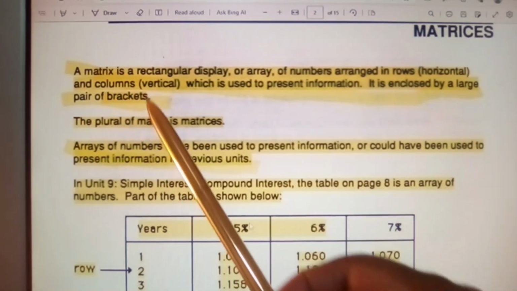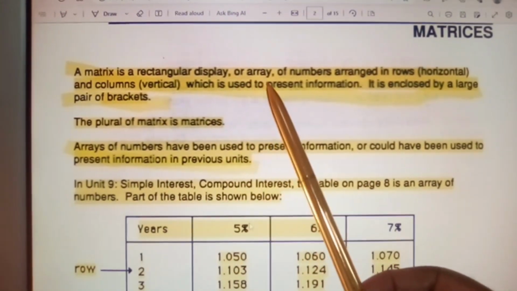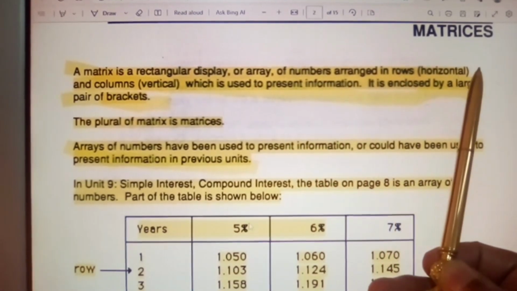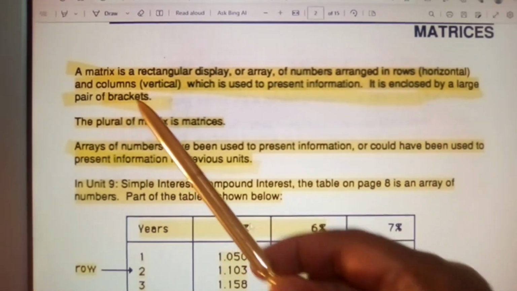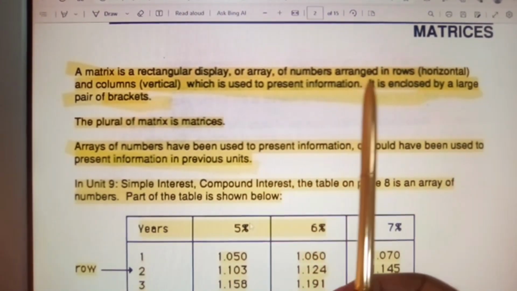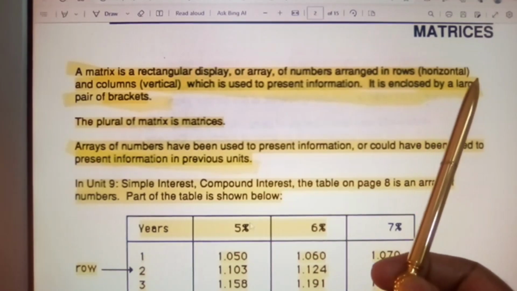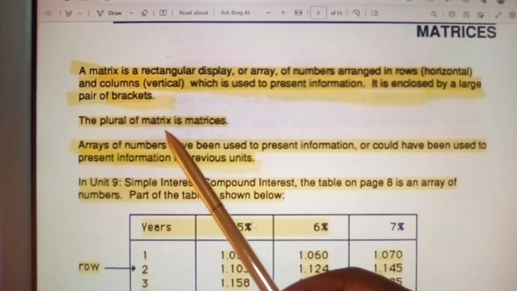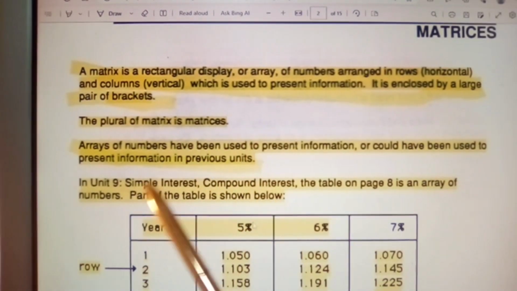Now a matrix is a rectangular display or array of numbers arranged in rows (horizontal) and columns (vertical), which is used to present information. It is enclosed by a large pair of brackets. The plural of matrix is matrices.